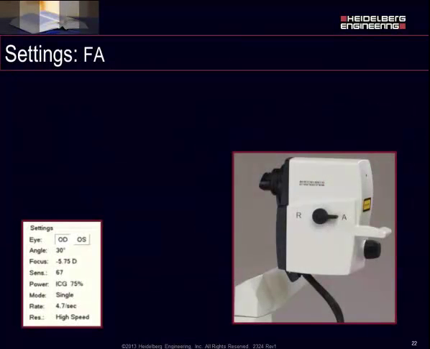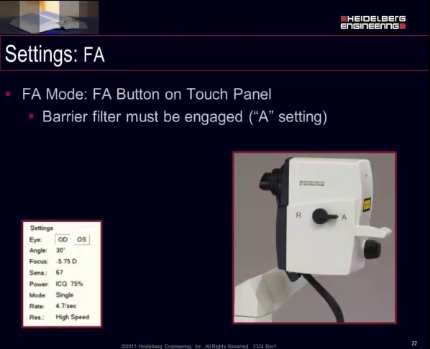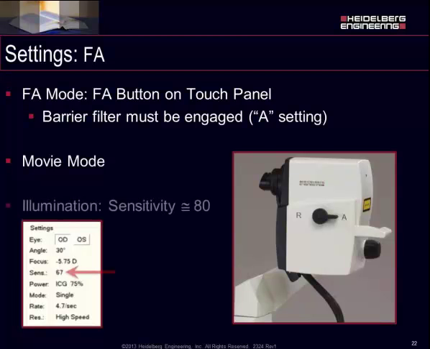So, setting up for the FA, the first thing you want to make sure of is that you have the fluorescein button selected on the touch panel. If you don't see the fluorescein option, make sure that the filter wheel on the side of the camera is selected to A. You want to make sure that on the touch panel you select movie mode, and that your illumination isn't too bright. Usually somewhere around a sensitivity of 80 is where you want to start, but that may vary based on the patient.